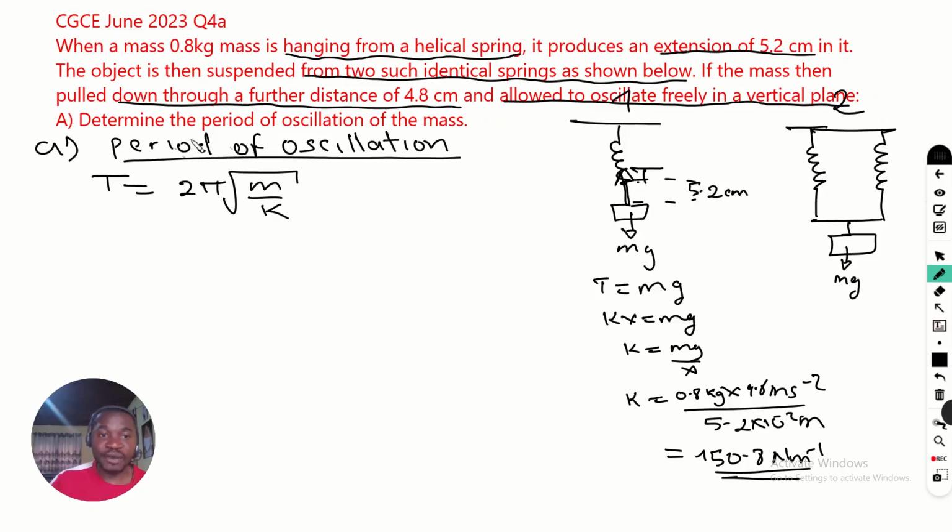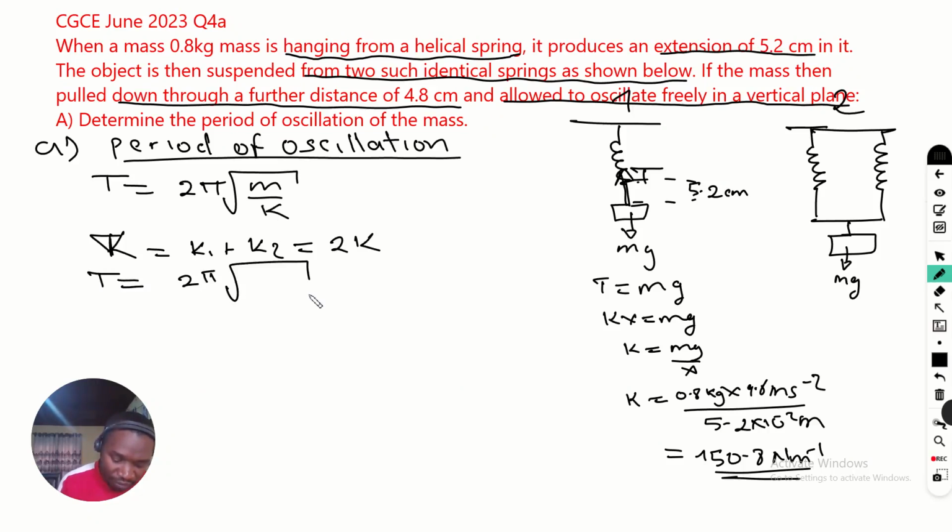This formula that we have here is just for one spring, but now we are talking about two springs, which are in parallel. And these two springs are in parallel. It means that the total spring constant K equals K1 plus K2. But since the springs are all the same, K equals K1 equals K2, which implies that the total is 2K. Then our period T equals 2 pi, the square root of M over 2K. That will be the formula.